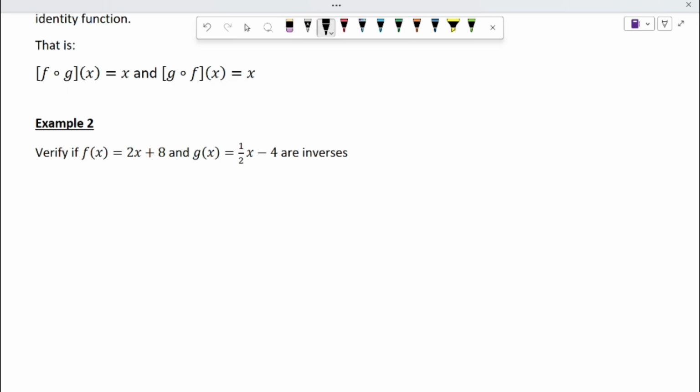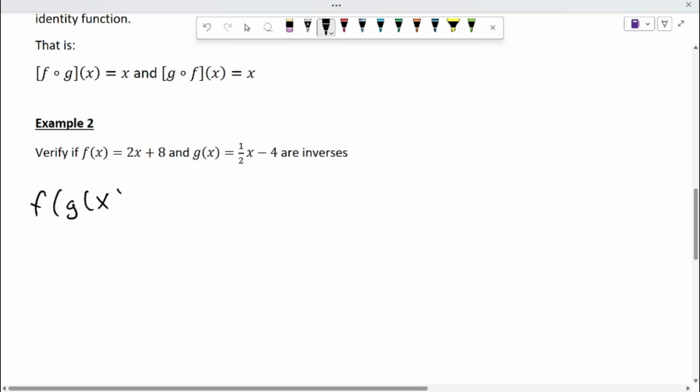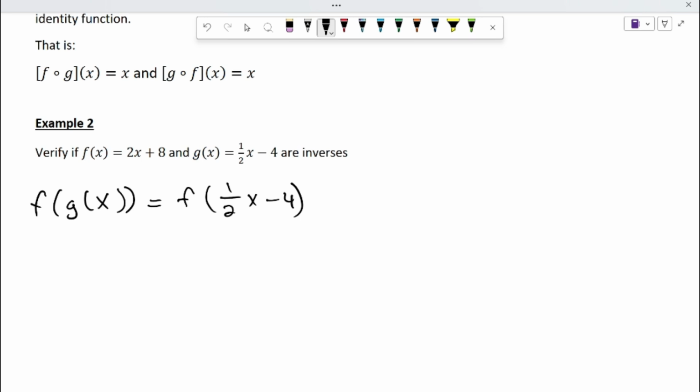So let's compute f composite g of x here. So f g of x. This is notationally another way of writing this notation here. So we're looking at f of g of x, and this is equal to f of, well, g of x is 1/2 x minus 4. So think of it as a machine. We're now inputting g, which is 1/2 x minus 4, into the f machine or f function.